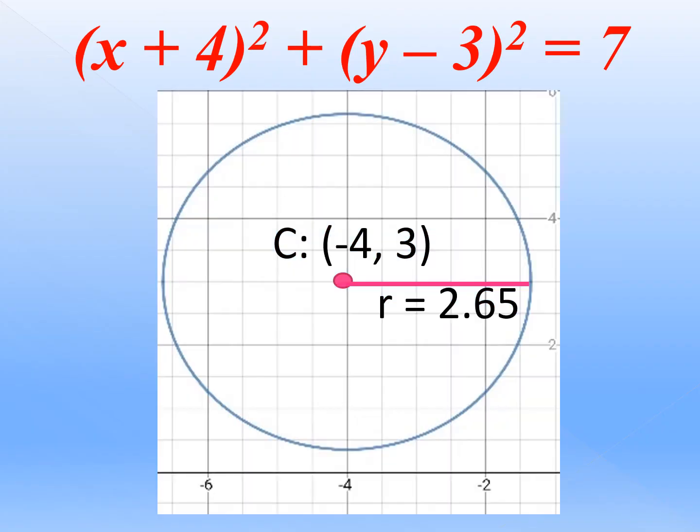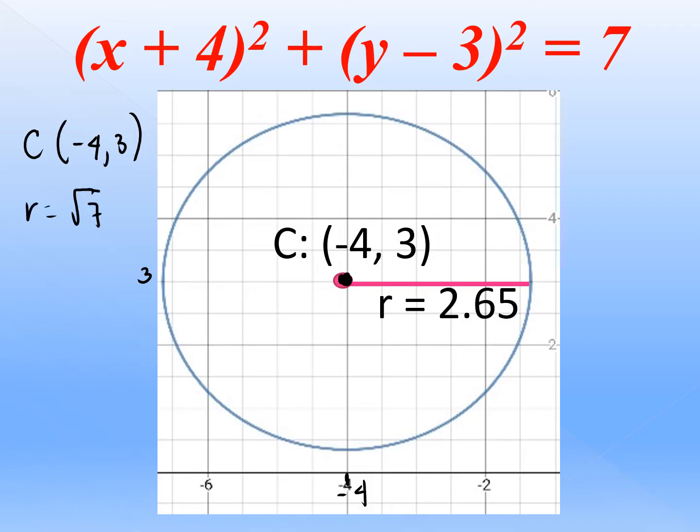So we're going to start drawing a circle. So from that, we're going to plot first the center negative 4, 3. So negative 4, this is negative 4 on the x-axis, and this is 3. So therefore, we're going to plot the center negative 4, 3. After that, we're going to have the radius. The radius is equal to square root of 7.